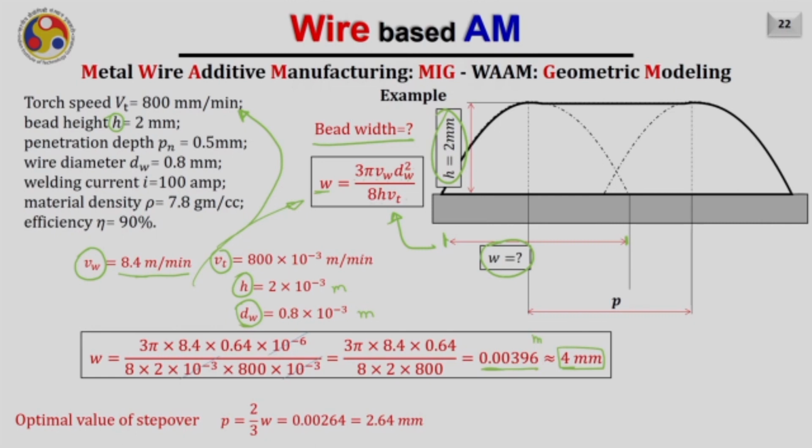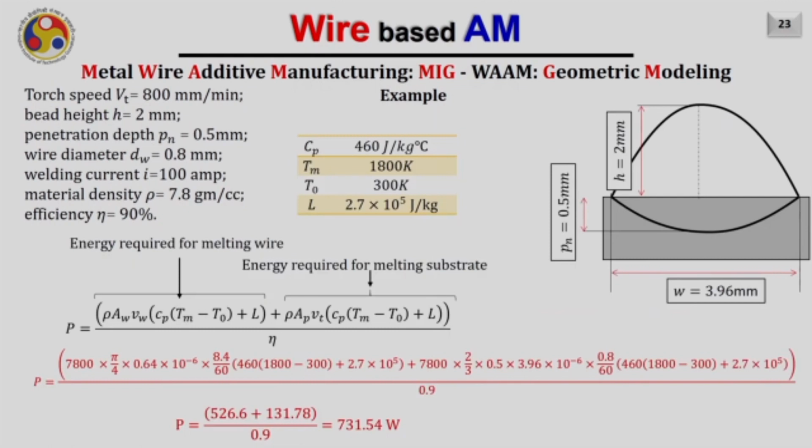Once we know the bead width, we can easily find out the optimal distance between the two consecutive depositions. So this is, for example, bead 1 and this is bead 2, and the distance between their centers is given by P. We already derived that in order to obtain a flat surface of the overlap area, the pitch or the step over should be equal to 2 by 3 W, and W is also known to us now, that is approximately 4 mm. As a result, the step over should be 2.64 mm.